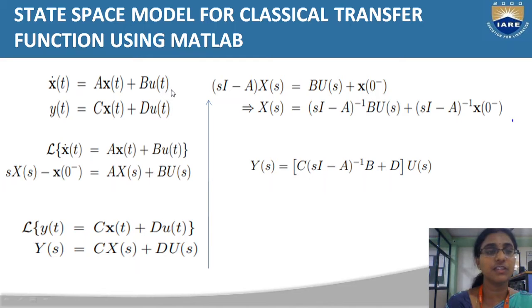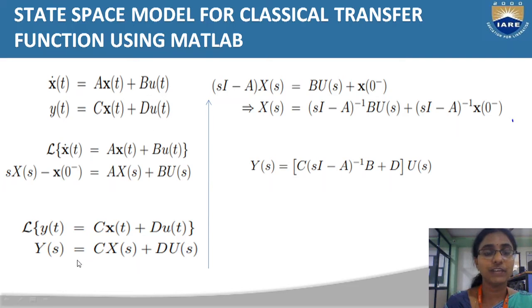State space equations. We are converting these two state space equations in terms of Laplace transform. First, x of t will be converted into Laplace transform, and this is the equation we get. This term is our initial condition, which can be neglected. And here y of t is equal to C x of t plus D u of t. This is your output equation.